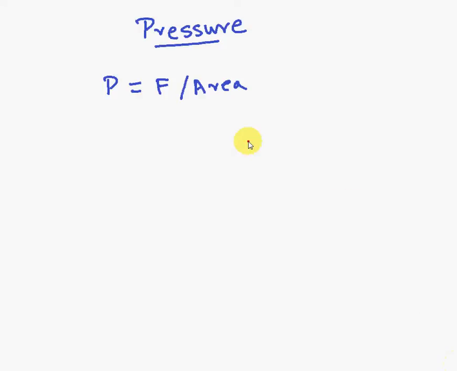Alright, this is our first revision tutorial on pressure. Pressure is given by force divided by area. This is the standard definition of pressure, where force is given in newtons and it's divided by area. Remember that the SI unit of pressure is pascals, which is actually equal to newton per meter square.